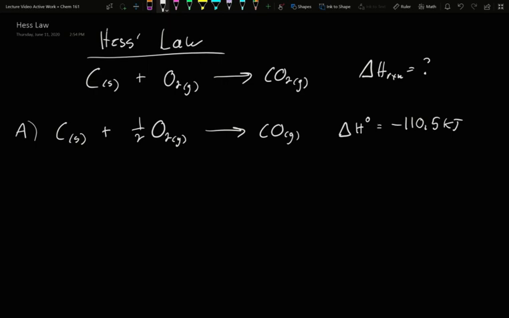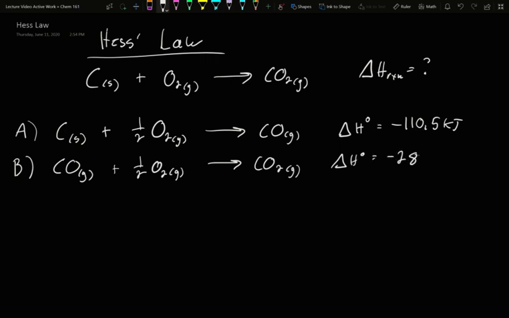But somebody has gone and done this experiment in the past. So we have this value available. Well, it does involve our starting materials, but it makes a different product, so this really isn't useful on its own. But where it becomes useful is that there is another reaction we can find that says, hey, carbon monoxide gas plus 1/2 O2 gas makes carbon dioxide gas. This has its own standard enthalpy of minus 283.3 kilojoules.